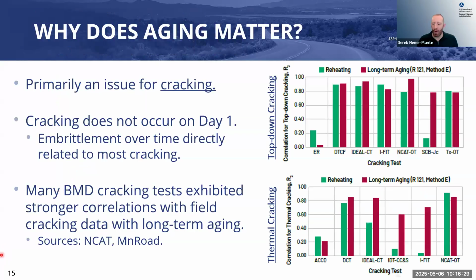So we'll start with a question that I think others have asked: why does aging matter? Why do I have to do this? Aging takes added time, it takes added resources, so that's often a very good question to start. This is information I took from a recent document published by the Balanced Mix Design Implementation Working Group that's trying to answer this very question. Why does aging matter in the context of balanced mix design? Well, number one, it's primarily an issue for our durability type parameters, or primarily for cracking.